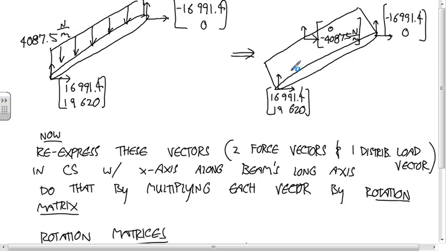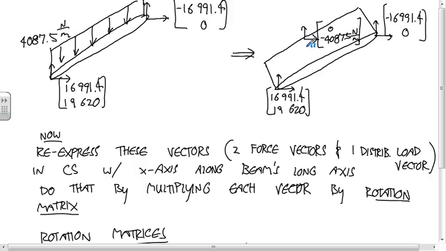Mathematically, all that matters is what the components are in the coordinate system we're using. So whether I draw this horizontally or draw it vertically or draw it in between, that doesn't matter. All that matters is the components, okay?